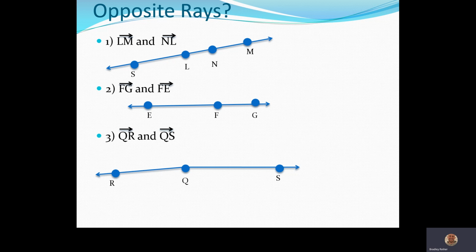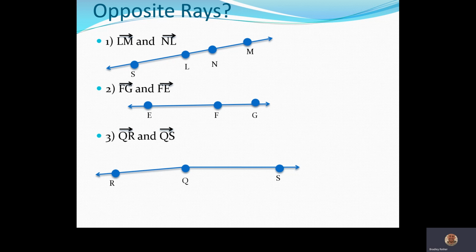Look at number 2, ray FG and ray FE. These ones definitely do have the same endpoint. F is the first letter in both of those names. Ray FG goes to the right. Ray FE goes to the left. Are those points on the same line? Do those rays make a line? They do. That's an example of what opposite rays are.